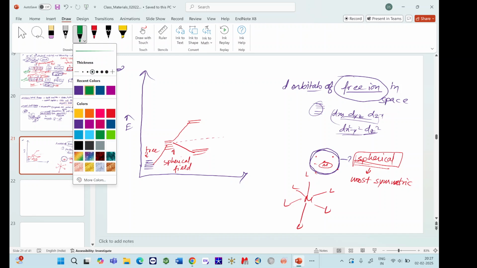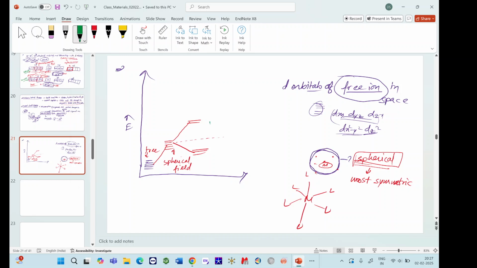Okay, why is that? Why are two orbitals much higher and three getting lower in energy? Actually, this is 0.6 and this is 0.4. These two orbitals are dz square and dx square minus y square, and these three are dxy, dyz, and dxz. Why is that? Let us understand. If you consider the shape of the orbitals, what is dxy?